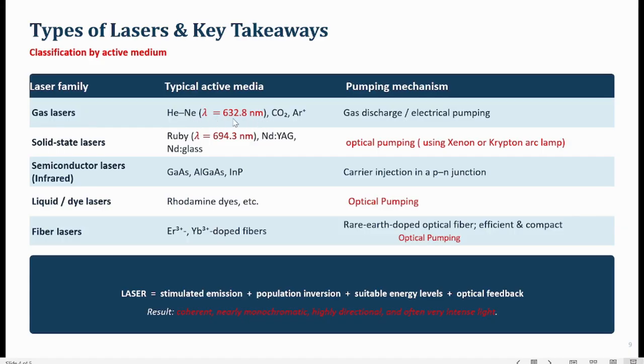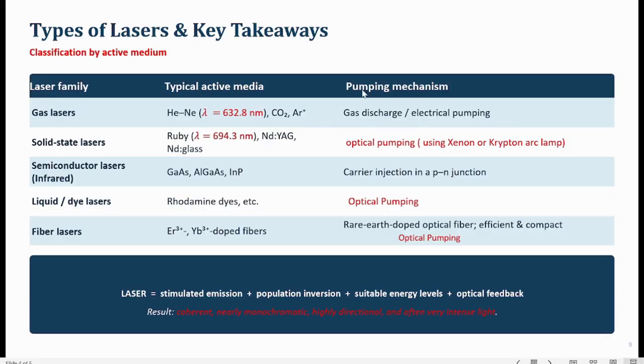So for example, for helium neon laser, which is a type of gas laser, the emitted wavelength is 632.8 nanometer. In terms of angstroms, it will become 6328 angstrom. So this is the bright red color. I have tried to show the color of lambda by the color which is actually emitted by this gas laser, helium neon laser. Then another type of gas laser is CO2, and another one is Ar+.